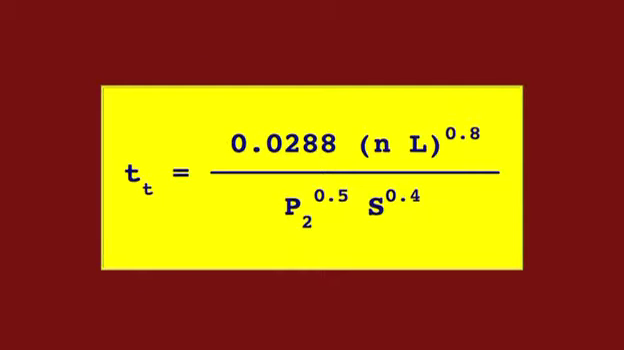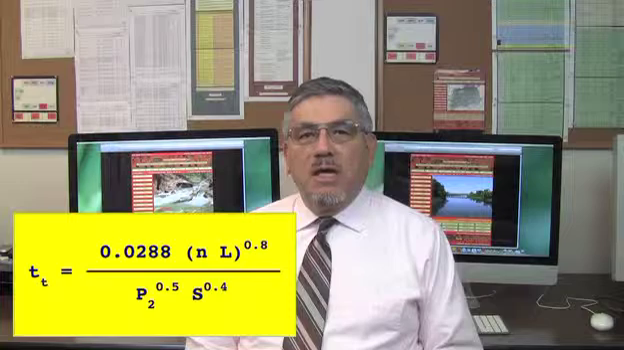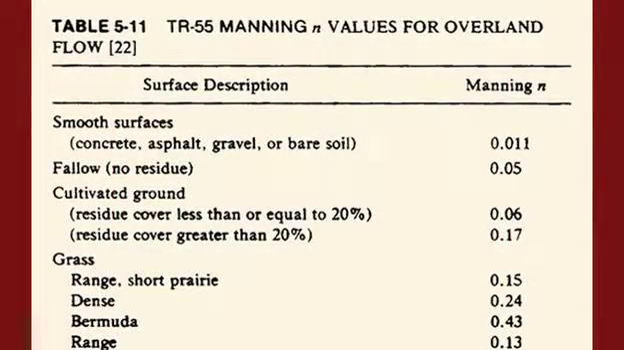In SI units, the travel time equation is given by an equation in which T sub t is the travel time in hours, N is the Manning's N, L is the flow length in meters, P sub 2 is the 2-year 24-hour rainfall in centimeters, and S is the average land slope in meters per meter. Values of Manning's N applicable to overland flow are shown in this table. Note that the values in this table are substantially higher than those of stream flow.